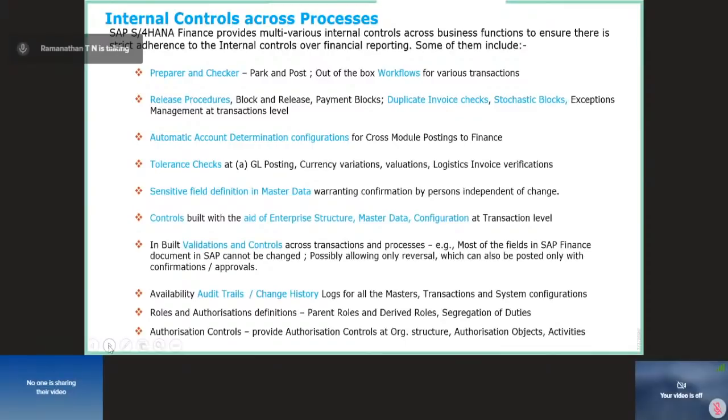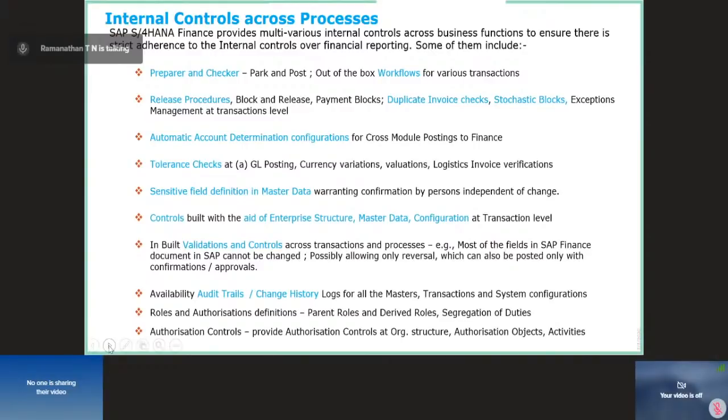Or in terms of inbuilt validations and controls brought in from the organization structure controlling the master data, key configurations controlling the master data, so that the relevant values on masters are being controlled and properly maintained, and the master data information controlling the transactions. So these are all inbuilt validations and controls which are available, and specific validations which we can also put through, right? So these are all something which are available.